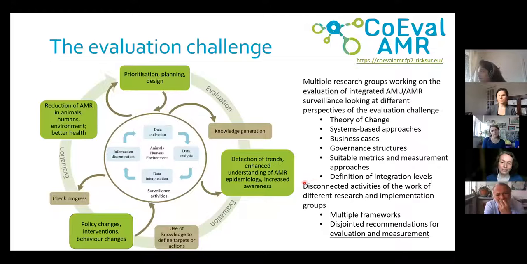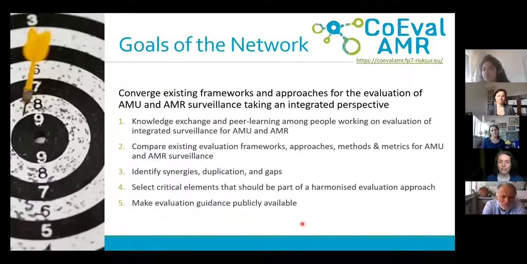But overall, we felt that the activities were quite disconnected and done by different research groups focusing on different parts of the system. So we saw that there were multiple frameworks and tools and quite disjointed recommendations in terms of evaluation and measurement. Therefore, we created this network with the goal to converge existing frameworks and approaches for the evaluation of AMU and AMR surveillance, taking an integrated perspective.